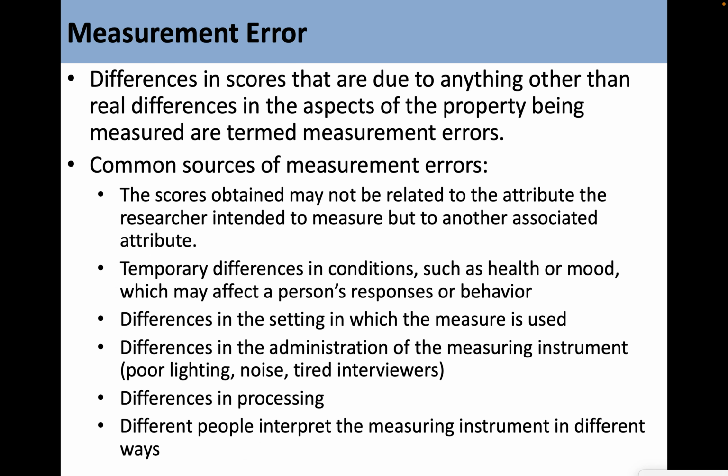Differences in scores that are due to anything other than real differences in the aspects of the property being measured are termed measurement errors. Common sources of measurement errors: the scores obtained may not be related to the attribute the researcher intended to measure, but to another associated attribute. Temporary differences in conditions such as health or mood, which may affect a person's responses or behavior.